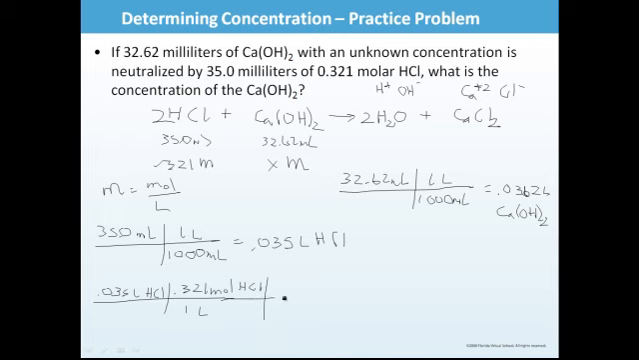Right, step 2 is the mole ratio. Again, we get the mole ratio from the balanced equation. So when we look at our balanced equation here, we have 1 mole of the CaOH2 and I have 2 moles of the HCl.